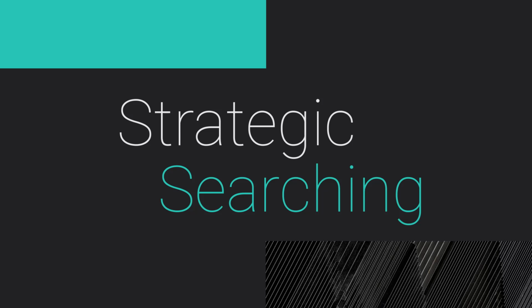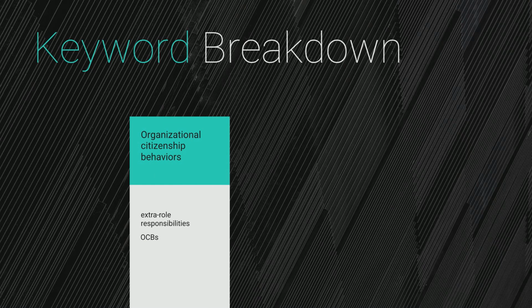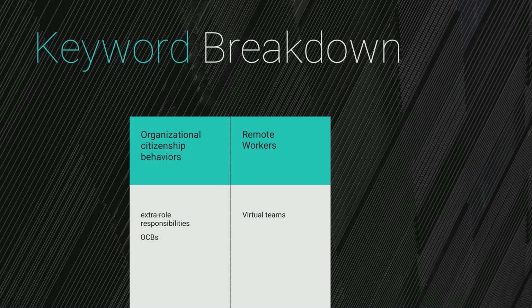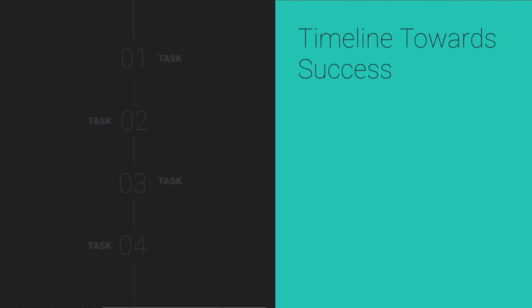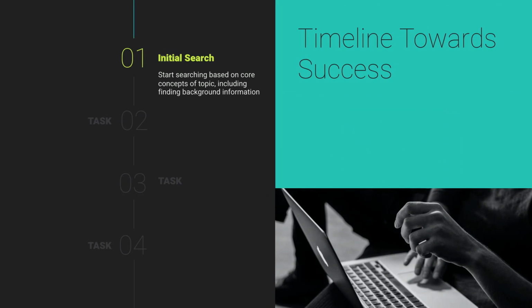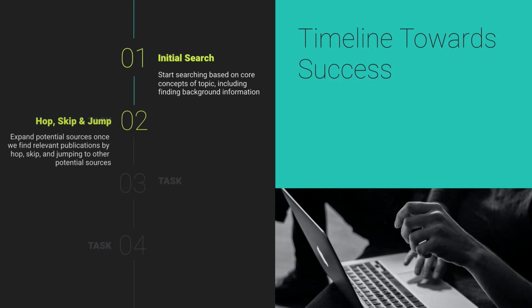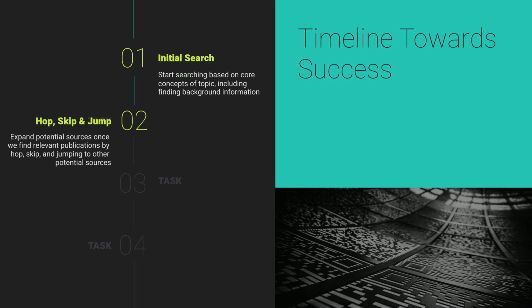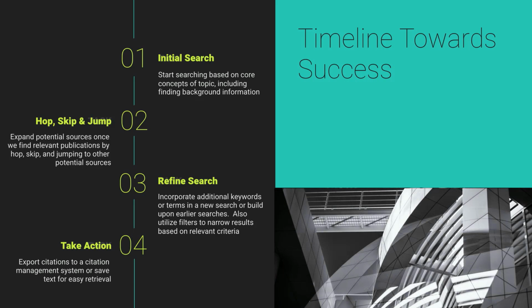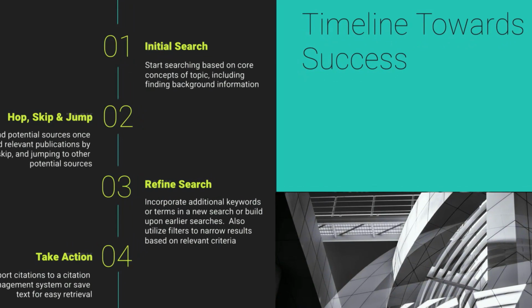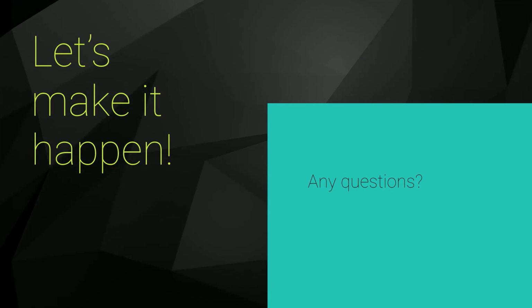That concludes our strategic searching demo. To review, we broke down our core concepts and came up with some synonyms in order to expand our search results. Further, there are multiple steps in the timeline. We'll conduct an initial search, hop, skip, and jump around the research, refine your search, and then lastly, you want to take action, either exporting your citations or saving your content.